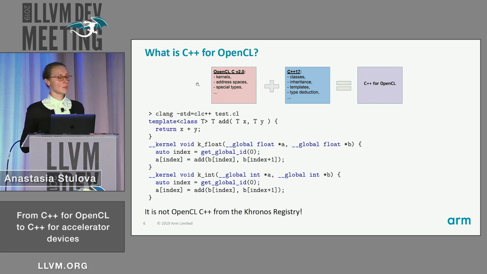This mode can be enabled in Clang by passing the -cl-std flag, and it allows you to do something like what is shown here. You can use a template function, and you can instantiate this template function in your kernel, and it will allow you to use the same template function with different data types. Just to clarify and avoid confusion, this is not implementing OpenCL C++ from the Khronos registry.